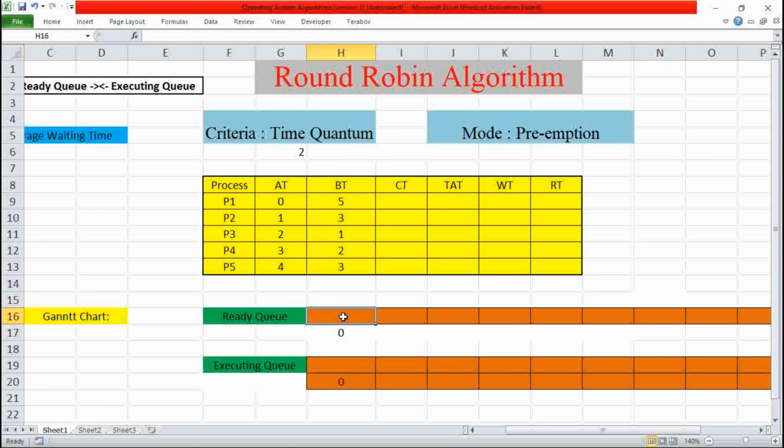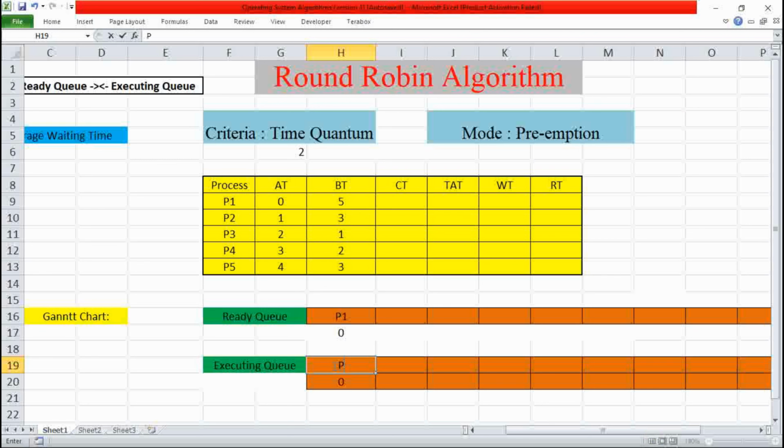See, at 0, is there any process which has arrived at 0? Yes, you can see here it's P1. So right here P1 is the process which has arrived at 0 in arrival time. Now, as I have already told you, the ready queue is directing towards the executing queue, and the executing queue is vice versa directing towards the ready queue, which means it's kind of a loop. Now in the ready queue, at 0 interval of time there is P1, so it will execute P1.